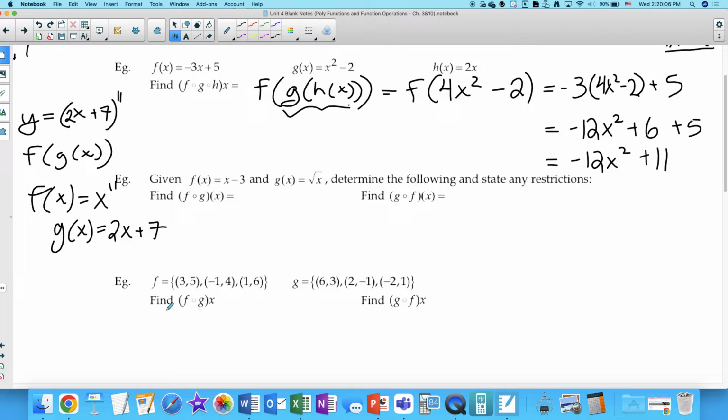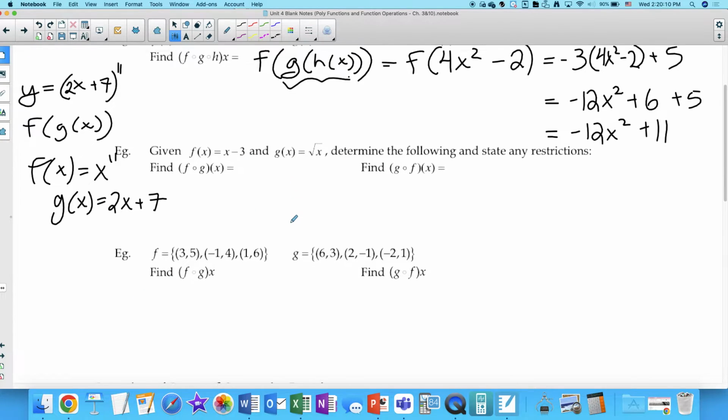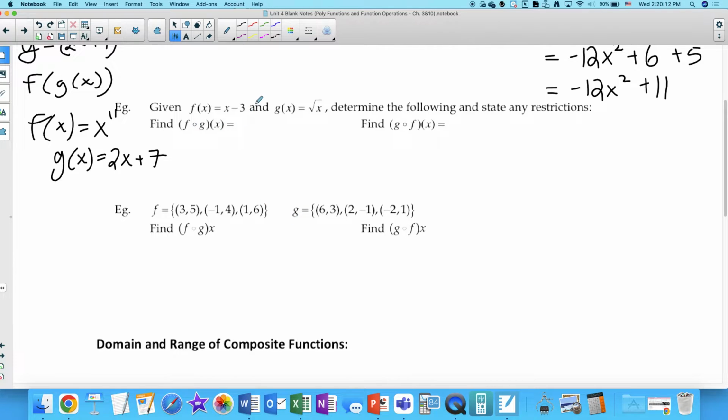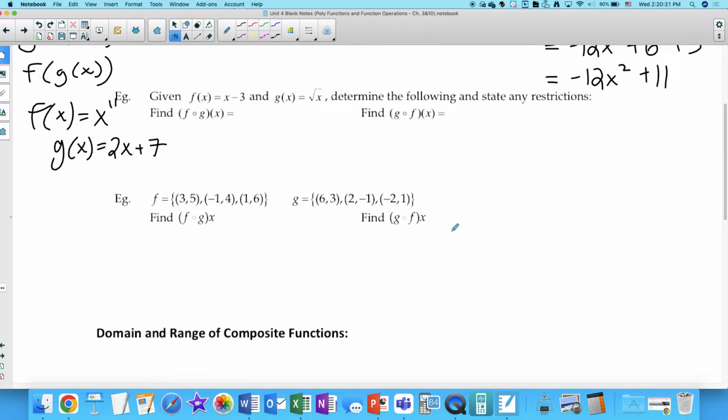Okay, so let's keep going. Given f of x equals x minus 3, and g of x equals the square root of x, determine the following and state any restrictions. Now we're going to have some restrictions because one of the functions we're working with is a radical function. The first thing we're going to look at is f of g of x.